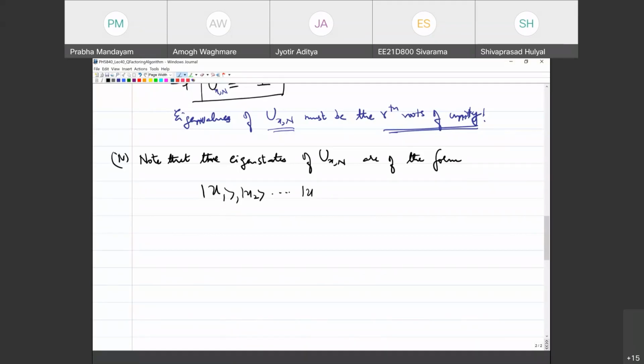But of this, U_s specifically is of this form, that it is 1 over square root r, sum over k going from 0 to r minus 1. Basically, you're cycling through powers of x mod n from 0 to the order, right? Because once you hit the order, you're again going to cycle through the same values, right? That's what we saw already. So e to the minus 2 pi i s k by r. Minus sign is more like a matter of convention, but yeah, so this is how these eigenstates are defined.